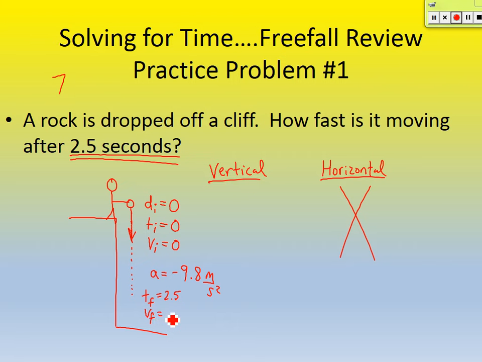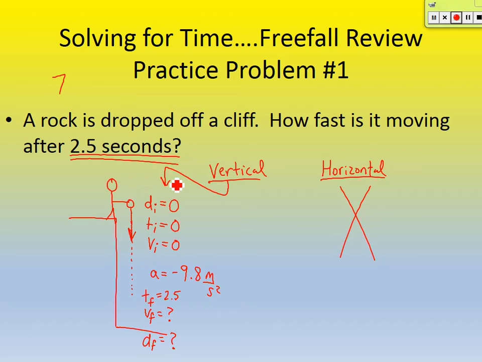Velocity final. We don't know how fast it's going to be going at that point. And we don't know displacement final. So I'm just drawing question marks by those. And again, all of this would be vertical component of motion.